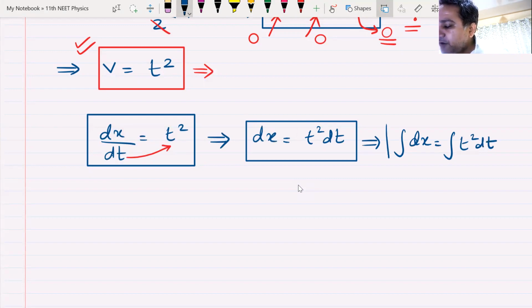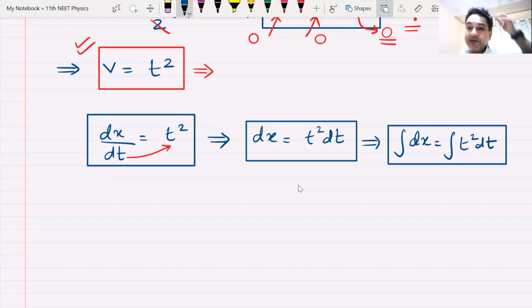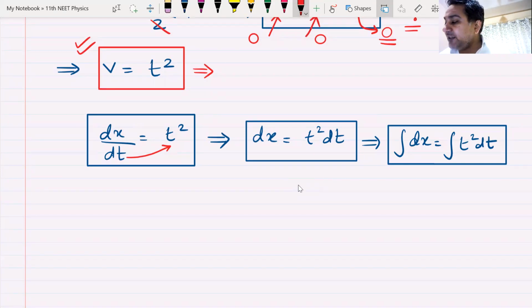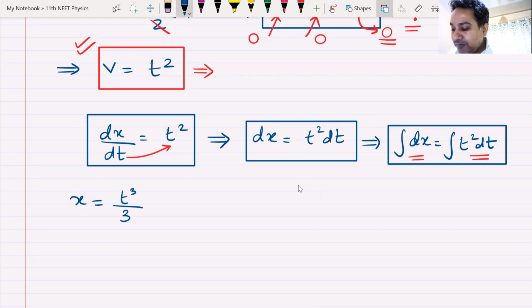Are you with me, everyone? Can I have some raised hands that we understand what is happening? Now I integrate them. The integral of dx becomes x. Now I have to find the integral of t square dt. Simple formula, it will be t cube by 3 plus c.